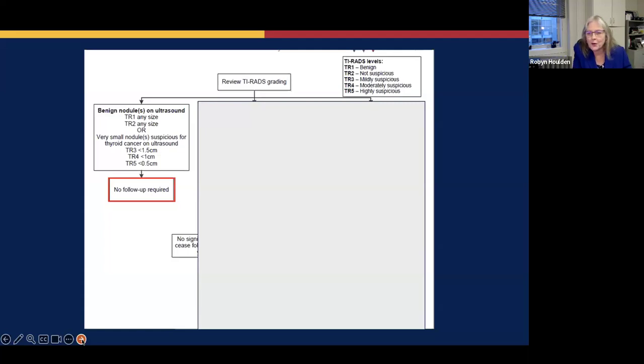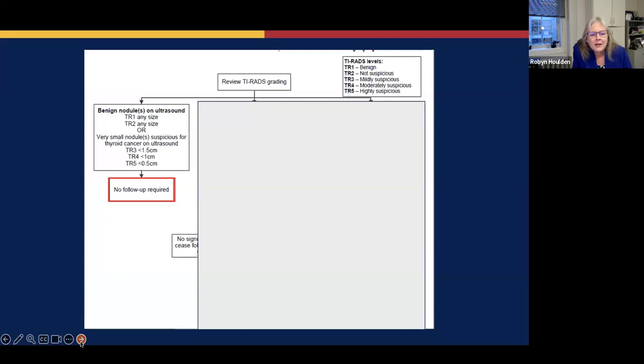So when you get these reports back, you could look up the pathway and you could just refresh your mind at the time and say, oh, this thing is so small, no follow-up needed. Most TIRADS reporting will actually include this. They'll put these recommendations at the end of the reporting. Okay, so those are ones no follow-up needed, low risk of cancer.